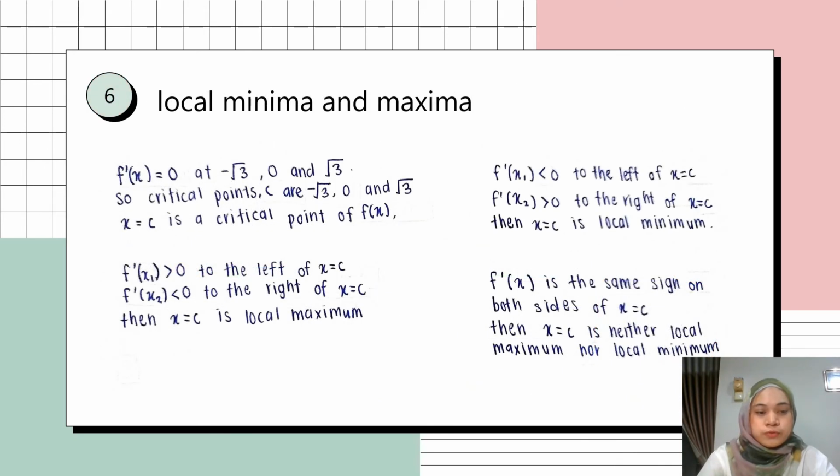Before we find the local minima and maxima, we have to know some theorems. We have to know that x equals c is a critical point of the function. These are some of the guidelines to know where the local maximum and local minimum are. So let's go and find the local maximum and minimum of the function.